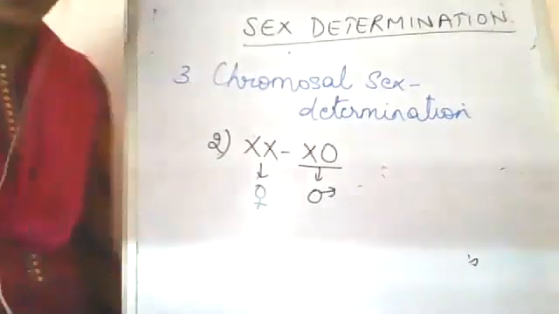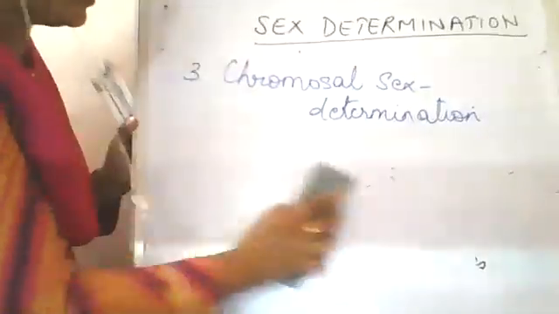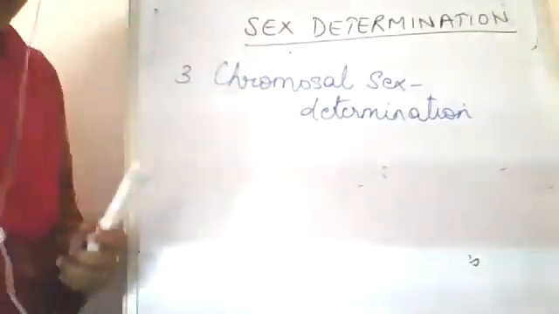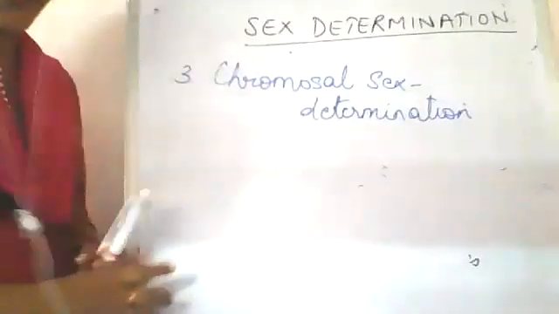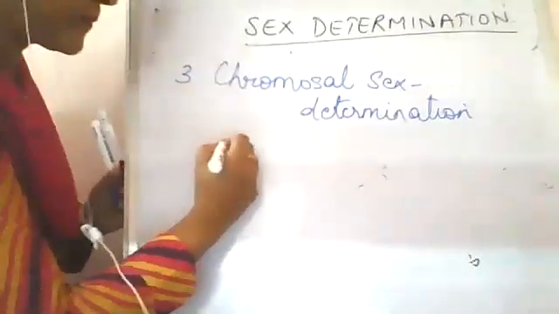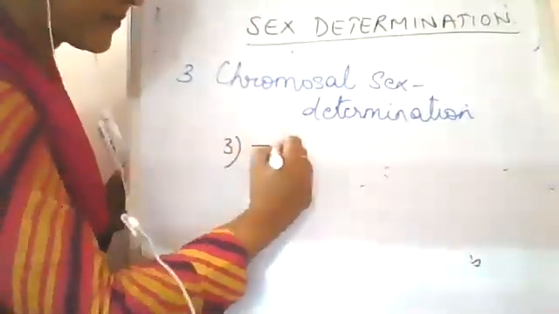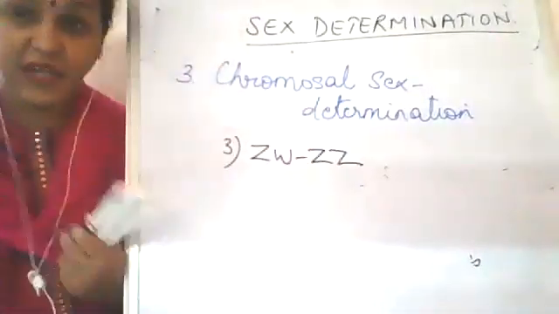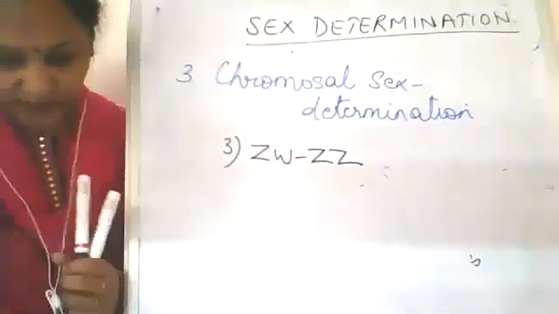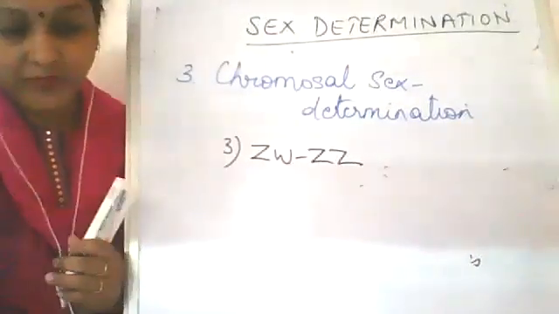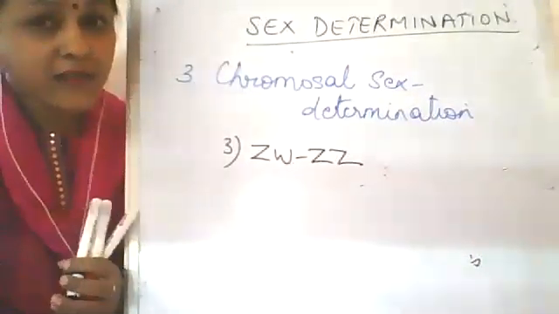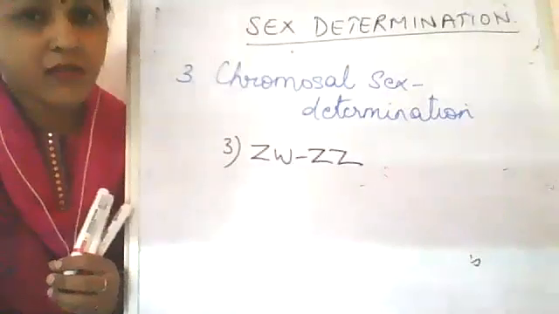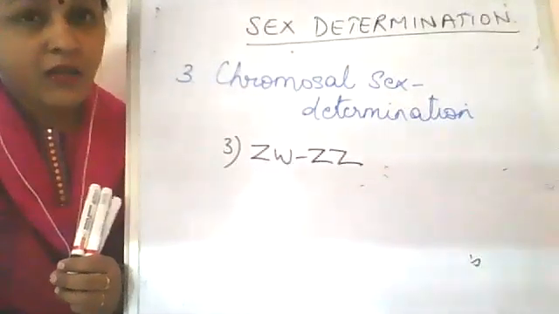Then we come to the next type of sex determination, known as ZW-ZZ type. Just a minute. Yes, Kunal? Ma'am, in XO type only a female child will be produced?